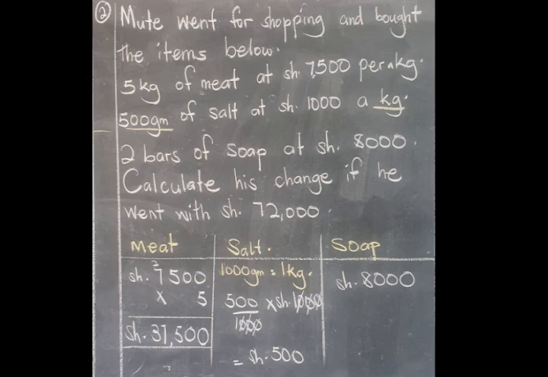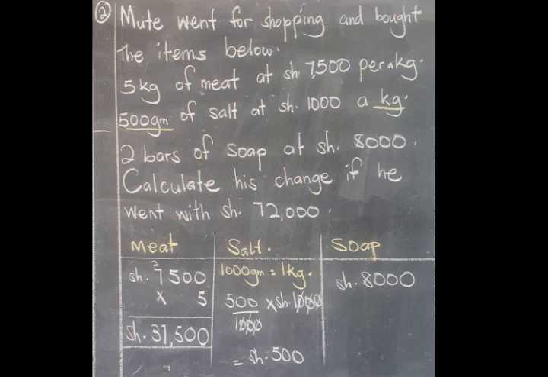But in converting or in getting the amount, children, we must have the same unit. We must have the same unit. So for the salt, we are going to convert the grams to kilograms. We say 1,000 grams are equal to 1 kilogram, so we are going to convert the 500 grams to kilograms. Therefore, when we are converting, children, from grams to kilograms, we divide.